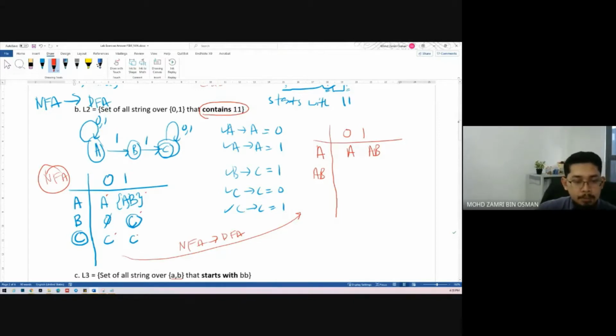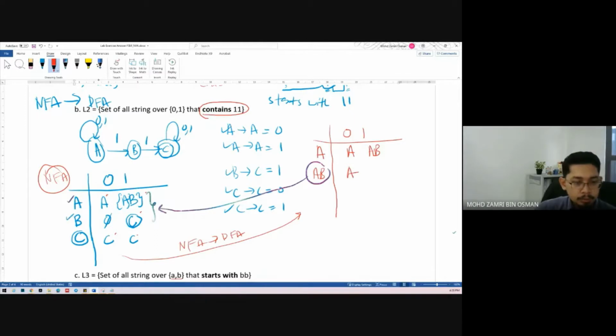Okay, so we look at this one, which is AB. For this AB, we want to look at these two here. So A and also B, we have A merged together with the nil here to become a new transition. So A union with nil is still A.